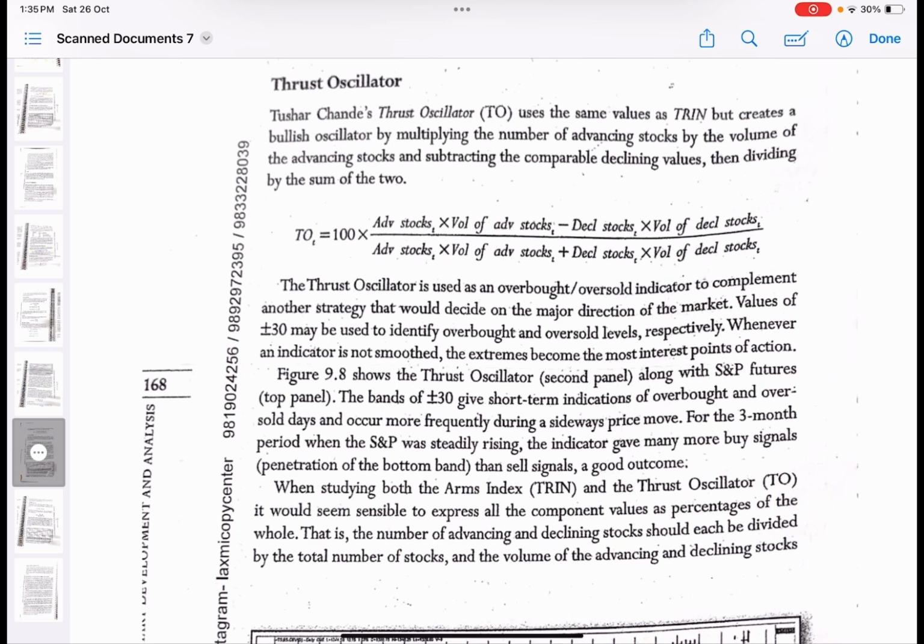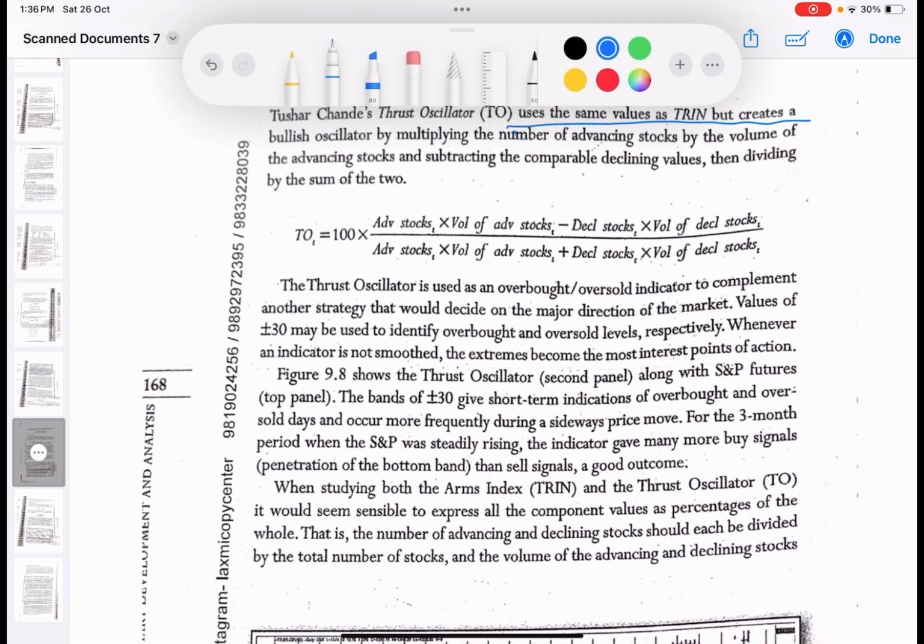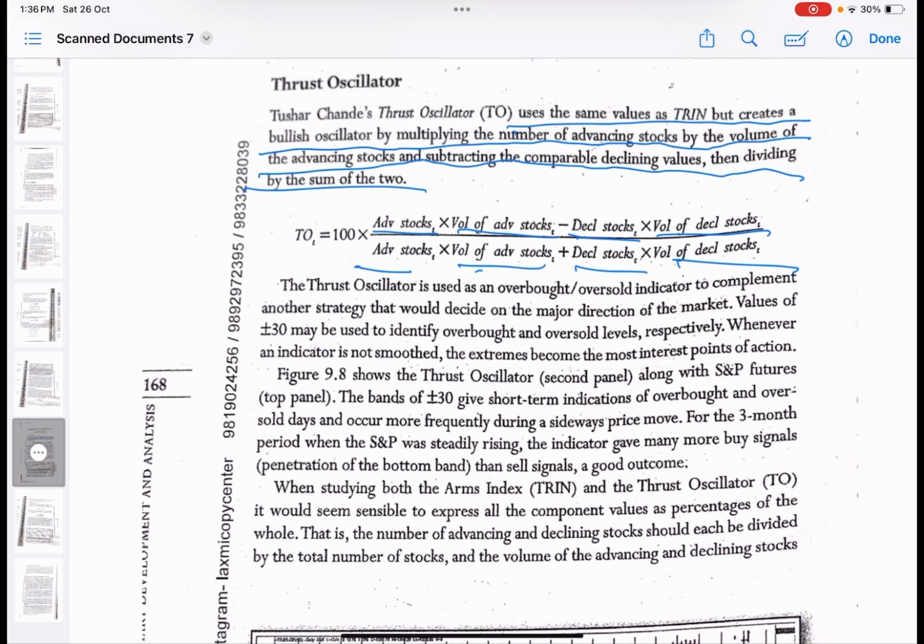So thrust oscillator. Now, when we talk about what is thrust oscillator, you basically take the same formula you used above, but the only difference is that the oscillator uses the same values of Trin but creates a bullish oscillator by multiplying the number of advancing stocks by the volume of the advancing stocks and subtracting the comparable declining values and dividing the sum by 2. Advancing stocks multiplied by volume of advancing stocks, minus declining stocks multiplied by volume of declining stocks. This is the formula of the TO, which is the thrust oscillator.